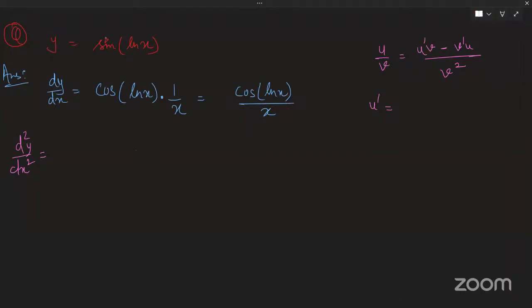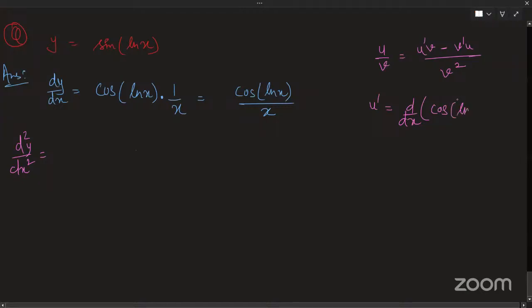Your numerator over here is cos of ln x. What will be the derivative of the numerator? The derivative of cos of ln x. U dash. Minus sine of ln x into 1 by x. Yes, sir. Right. Great. Alright. Correct. So let us give it a try now.